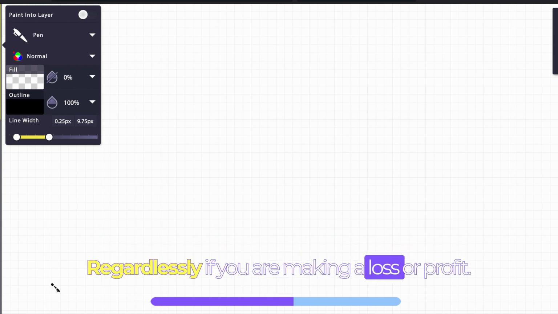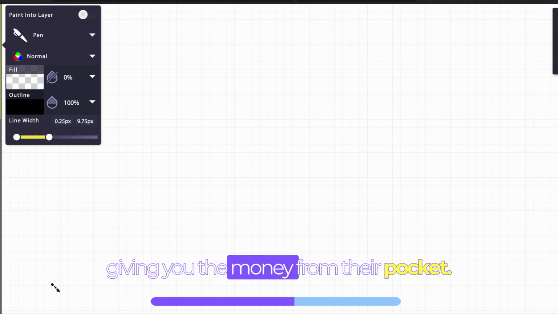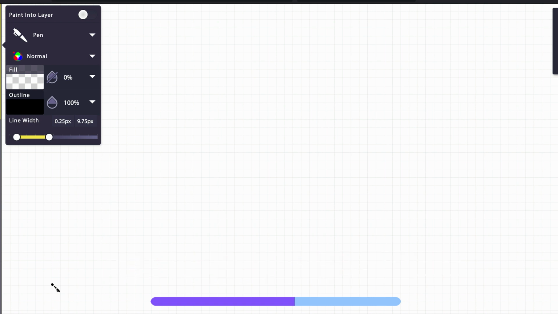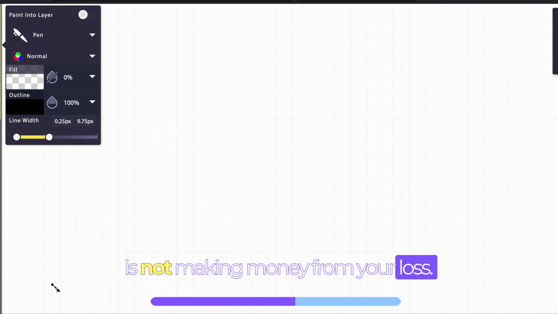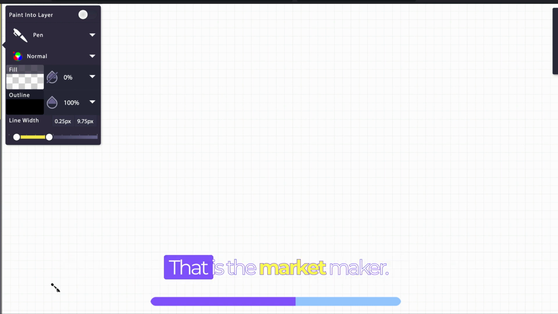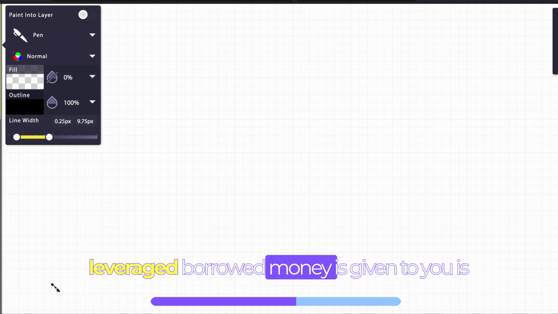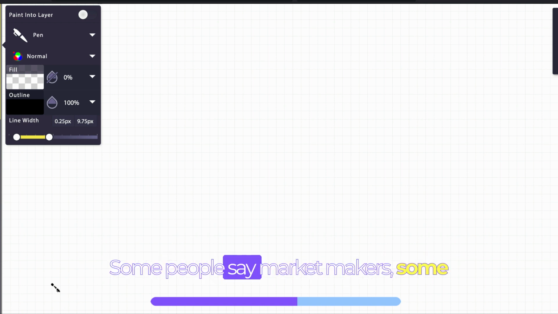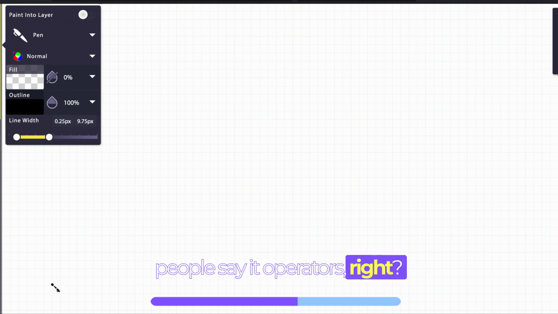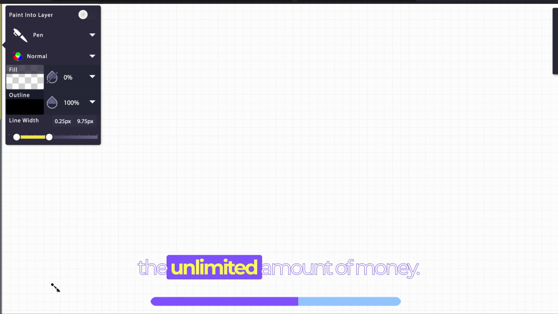Regardless of whether you are making a loss or profit, if you are making a profit, the exchange is not giving you the money from their pocket. Similarly, if you are making a loss, the exchange is not making money from your loss. So who is making money and who is paying you? That is the market maker. If you are using higher leverage, that borrowed money is given to you by the market makers. Now who are the market makers? There are different names. Some people say market makers, some people say operators. They are entities, or you can say institutions, with an unlimited amount of money.